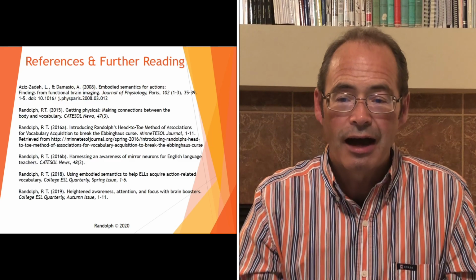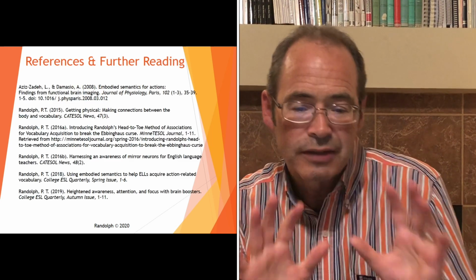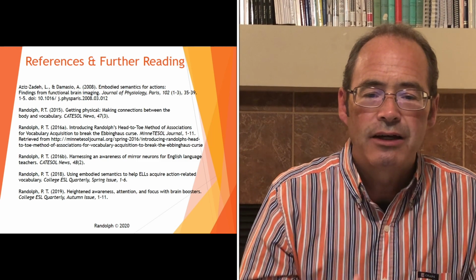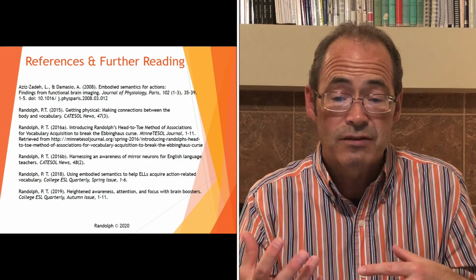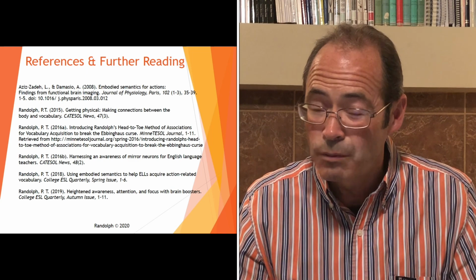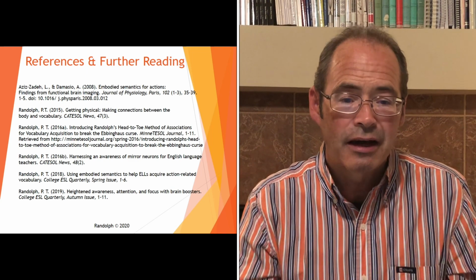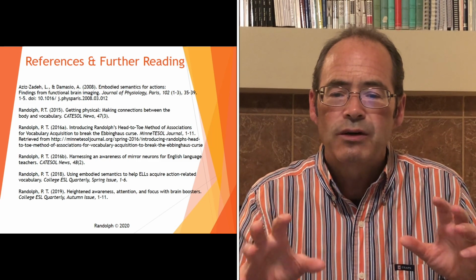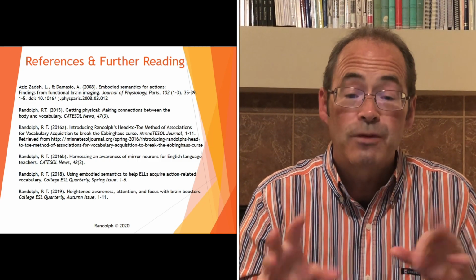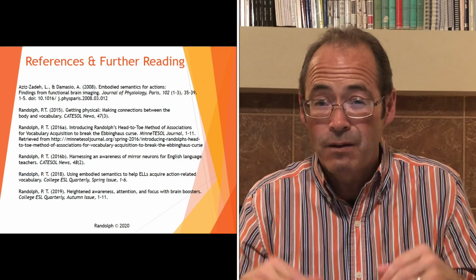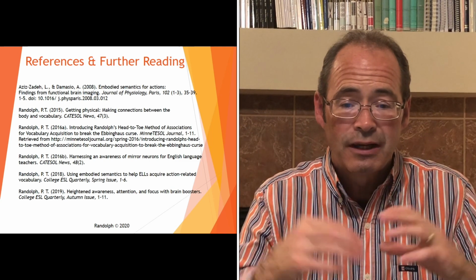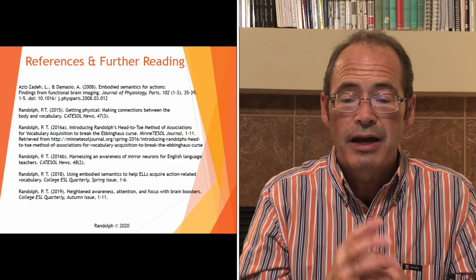Okay. References. Always like to go over these because they're really important. The first one there is the Aziz Zeda Damasio study on embodied semantics, and it's written very well, so the layman can read it and get a lot out of it. The next one there is getting physical, making connections with the body and vocabulary. So that's a real detailed article on using those body associations. And then the next one there is on my head to toe method.